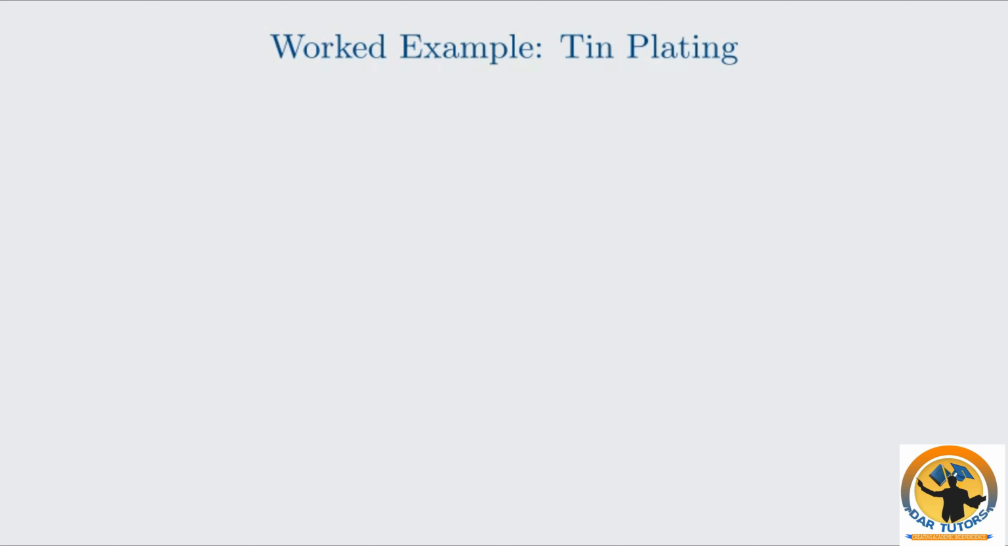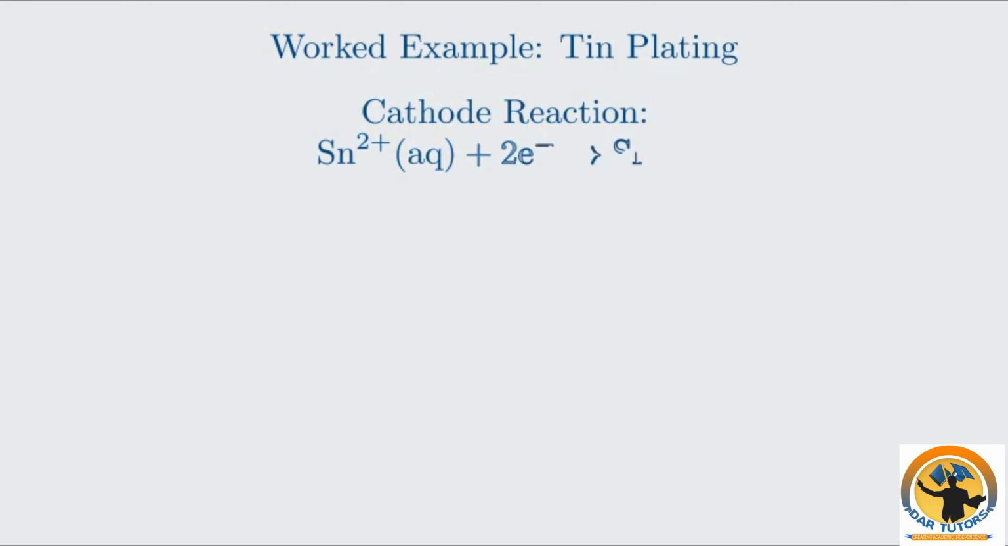The first step is to write the ionic equation for the reaction at the cathode. Tin is in group 14, and in a salt like tin sulfate, it will be in the +2 oxidation state. So, to become solid tin, the Sn2+ ion must gain 2 electrons. The equation is Sn2+(aq) + 2e- → Sn(s). Next, let's calculate the volume of tin needed. The area is 1.0 m × 1.0 m, and the thickness is 1.0 × 10^-5 m.